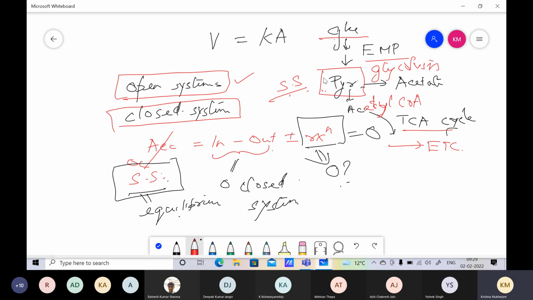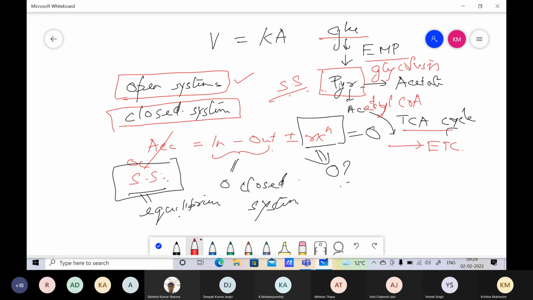Understand? If you fluctuate pyruvate, it would like to come back to its original value. If you increase pyruvate, suddenly the TCA cycle rates will increase. This rate is slow, so slowly pyruvate will go back to its original condition. But how does the fluctuation play out?